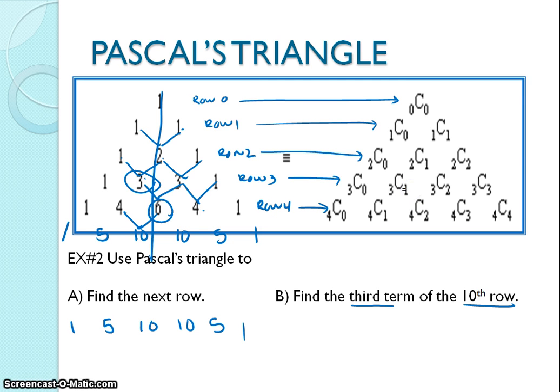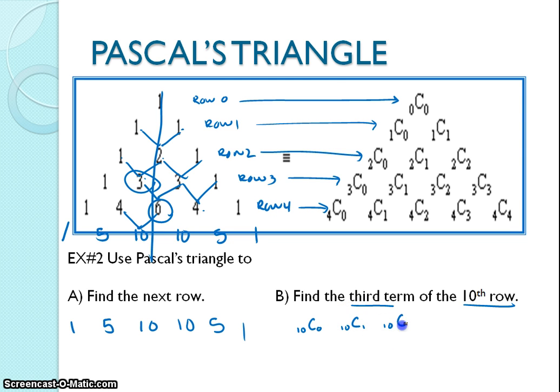binomial coefficient way, which is by using choosing. So the first row starts off with 1 choose 0 and then 1 choose 1. The second row, 2 choose 0, 2 choose 1, 2 choose 2. The 4th row, 4 choose 0, 4 choose 1, 4 choose 2, 4 choose 3, 4 choose 4, and so on. So the 10th row would look like 10 choose 0. Then the next term would be 10 choose 1.